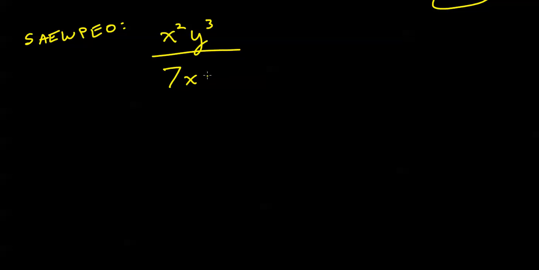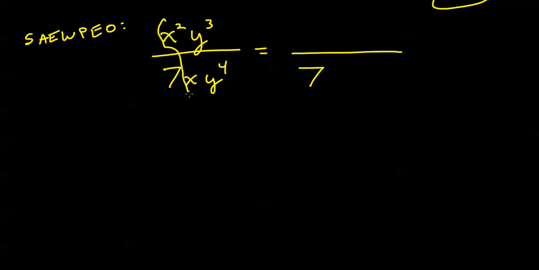Let's try another one. Simplify and express with positive exponents only. X squared times y cubed divided by 7 x y to the fourth. Well, let's see. I'm going to try to go about this a little less formally than our author does. All right, I know that 7 doesn't have any exponent working on it, so it's got to stay where it is.